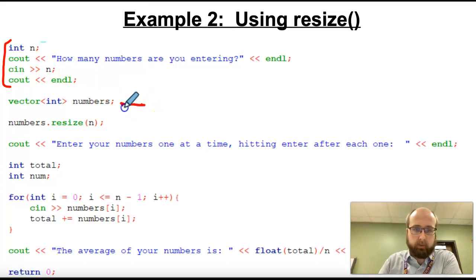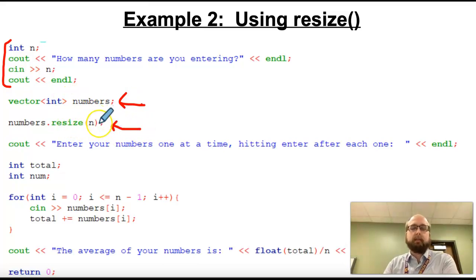And then I create the vector right here. I'm going to call it numbers. And then I'm going to resize the vector immediately to make it the size that we want it to be. So now when I add numbers in, in my loop down here, I'm just asking the person to start entering their numbers, and we put them into the vector one by one, just like that. We do our cin into our vector, one by one.